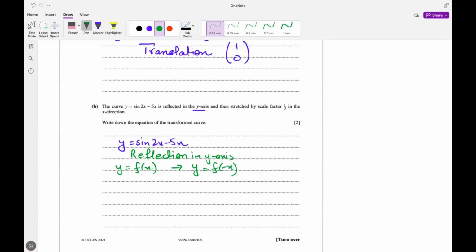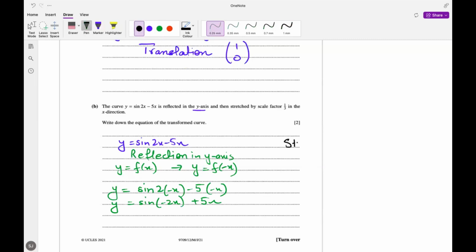So in place of x, we'll replace it with a negative sign. So this will become y equals sine of (2 minus x) minus 5 into minus x. So we can write it as y equals sine of minus 2x plus 5x. And then it is stretched by a scale factor of 1 upon 3 in the x direction.